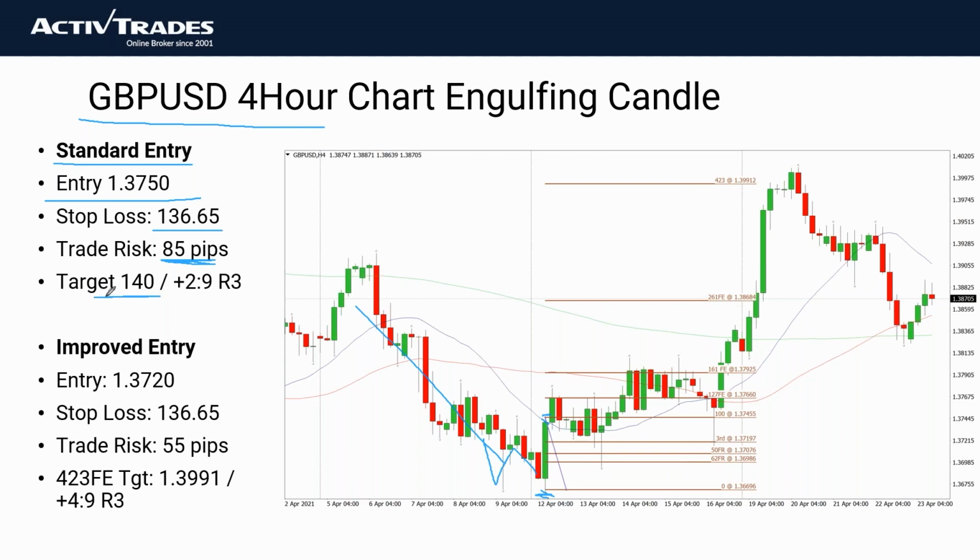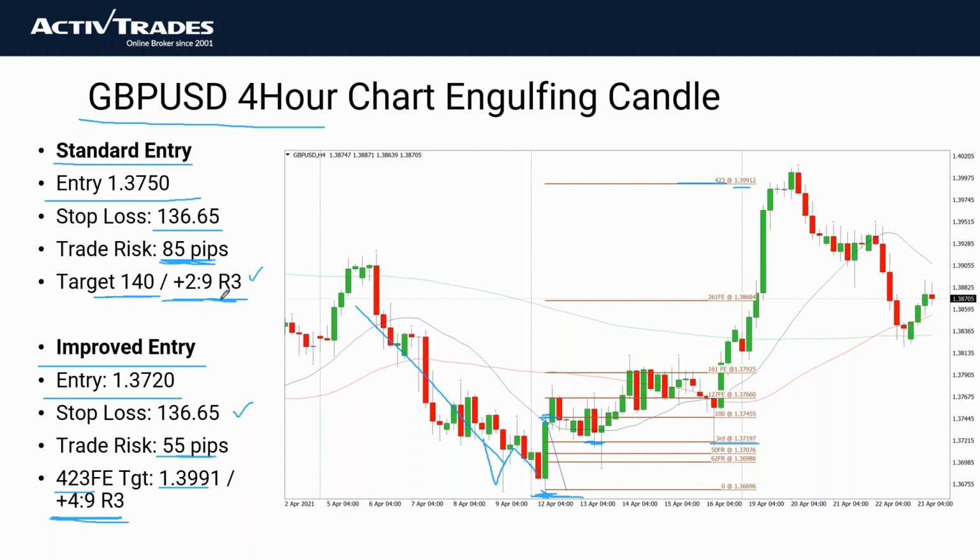And what we look to do is target the big round number at 140, and that generates about 3R, 2.9, which in itself is a very healthy reward to risk indeed. But with our improved entry, our entry now is at 137.20. It's a third of the way pullback into the overall big engulfing candle. Stop loss is still in the same place at 136.65, but our trade risk is now 55 pips instead of 85 pips, and the target we use is the 423 fib extension target, which was at 139.91.